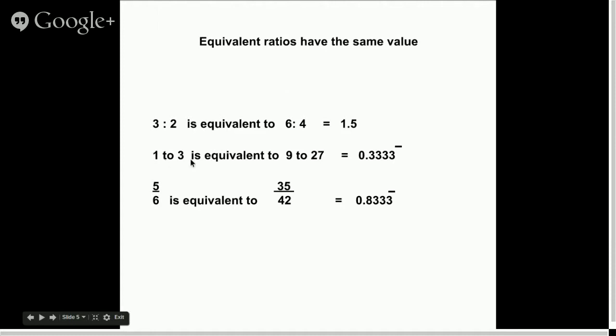1 to 3 is equivalent to 9 to 27. You'd get 0.3 continuous. So take 9 divided by 27. You'll get 0.333333 on to infinity. Same thing with 5 over 6 and 35 over 42. They will equal 0.8333333 forever. So these are equivalent ratios because they have the same value, same decimal.